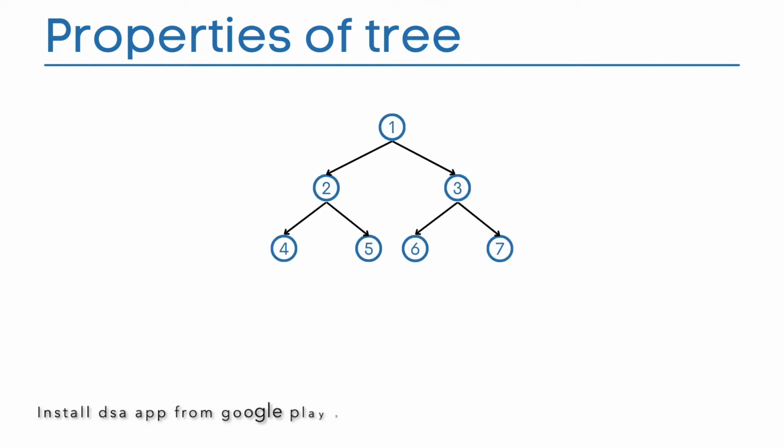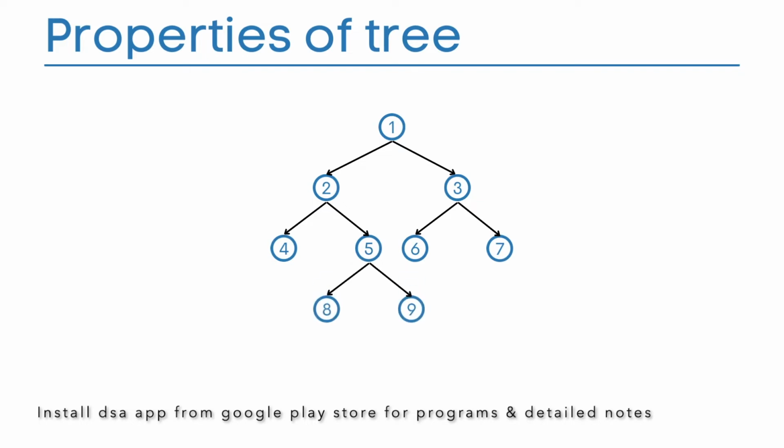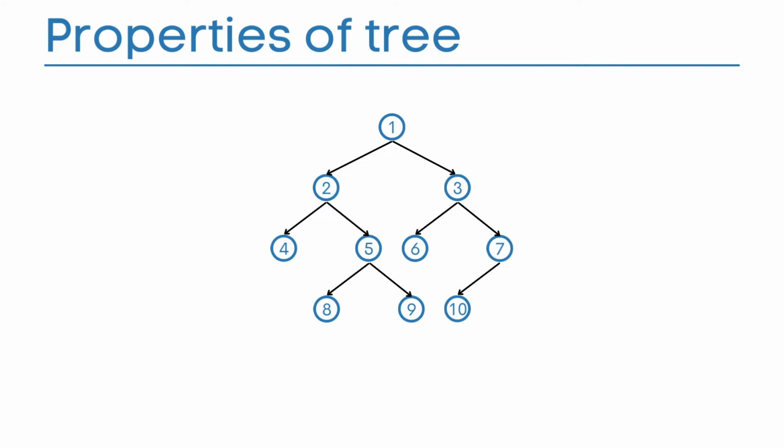As we discussed, a binary tree has at most 2 children. You can see in the tree here, node 1 has 2 children, node 2 and node 3. And nodes 2 and 3 have 2 children each. Let's add some more nodes to understand it better. Now I will add one more node as a single child. As we discussed, in a binary tree, a node can have 0, 1 or 2 children. Node 7 has only one child node.